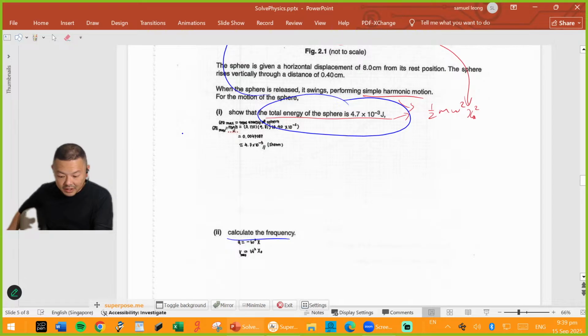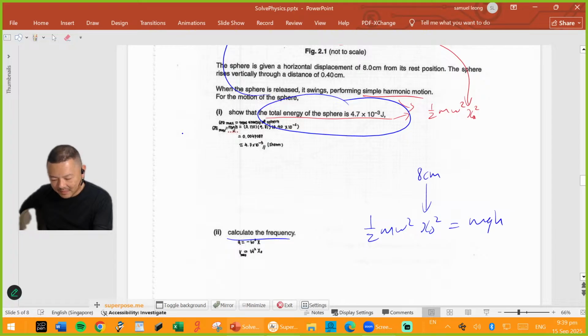So the total energy is half m omega squared x naught squared, which equals MGH. Yeah, that's right. But I would take x naught as 8 cm. I believe that's the case.